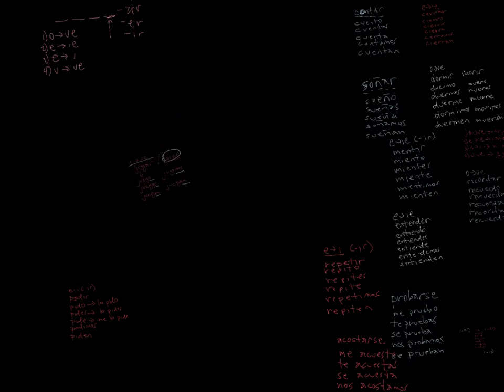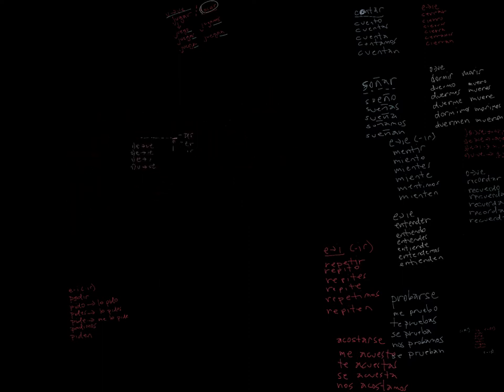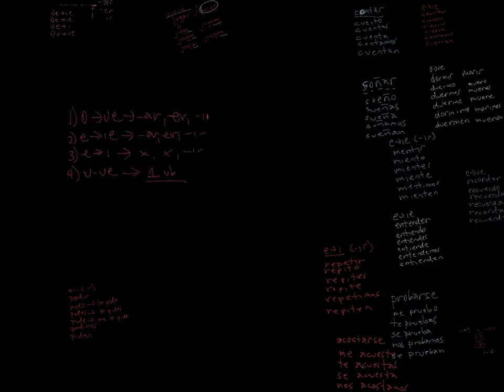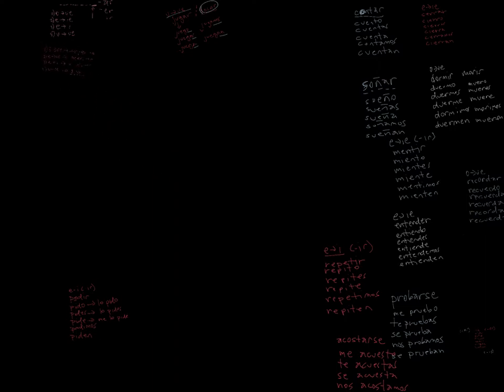Then we did the O to UE, and in this category we said that we have several, right? Then we said that in the category of O to UE, we have AR ending verbs, ER ending verbs, and IR ending verbs. It doesn't look like an IR, but that's what it's meant to be. In the second category, E to IE, we have AR, ER, and IR. In the third category, E to I, we only have IR ending verbs. Okay?